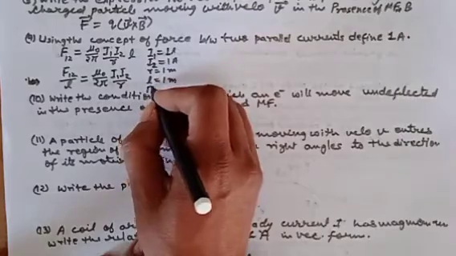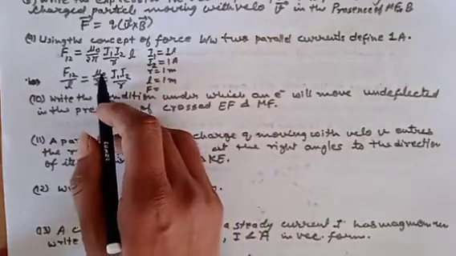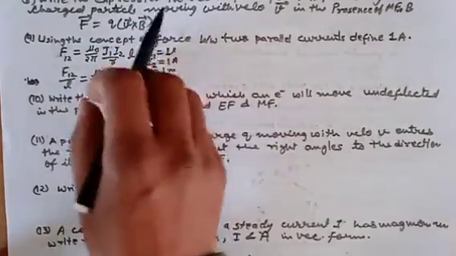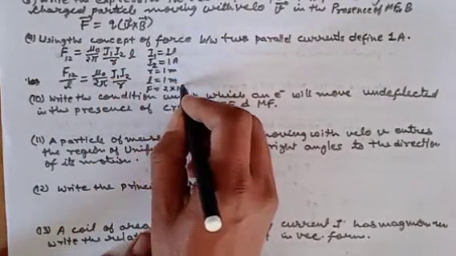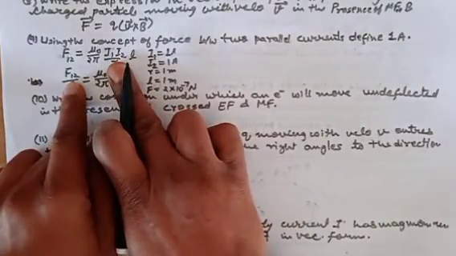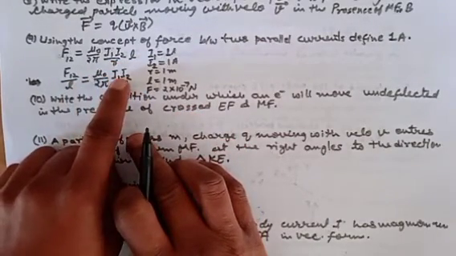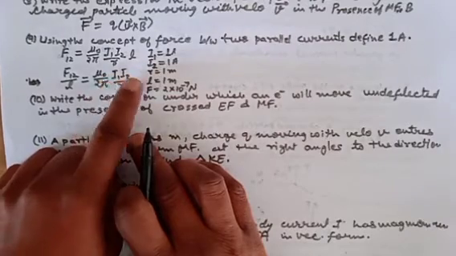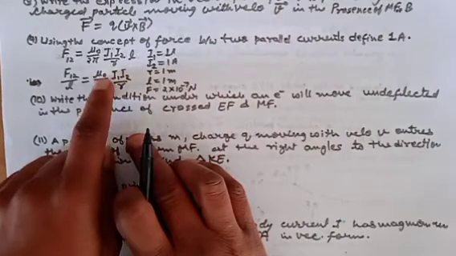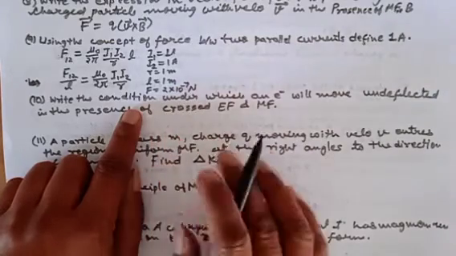Then numerically F will be equal to this value. Someone can say that if F is equal to this, how can we write its unit as Newton? Actually, meter will cancel from here, ampere from here, meter from here, and then there will be some readjustment in the unit of this quantity, and finally we will get Newton. So the force is 2 into 10 to the power minus 7 Newton.